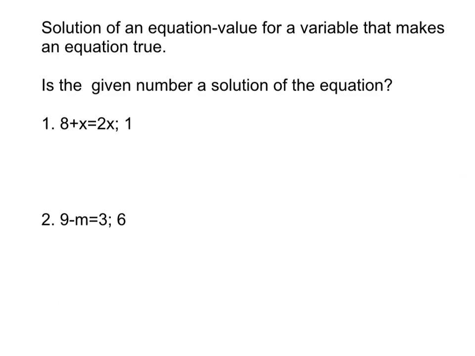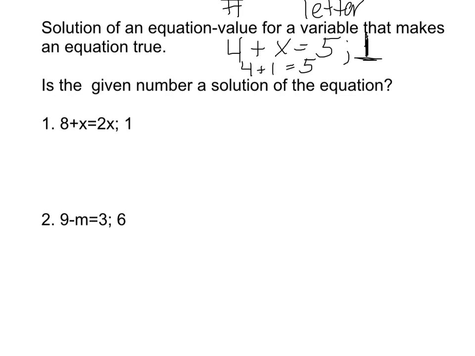Let's try some more examples. Another section from your book is another definition we need to know: the solution of an equation is the value for a variable. So the number for a letter, or a variable, that makes an equation true. So what that means, if I said 4 plus x equals 5 for x equals 1, that's asking me if I plug a 1 in for x, so if I do 4 plus 1, does that equal 5? Yes, it does. So this 1 would be your solution for that equation.